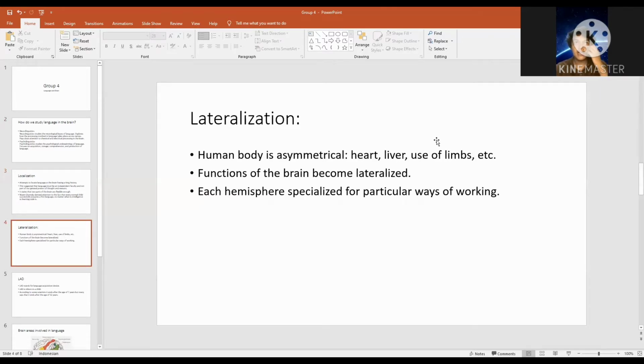And next is lateralization. The human body is symmetrical, but the heart, liver, and use of limbs are not, and the same is true in animals. Functions of the brain become lateralized. Each hemisphere is specialized for particular ways of working.